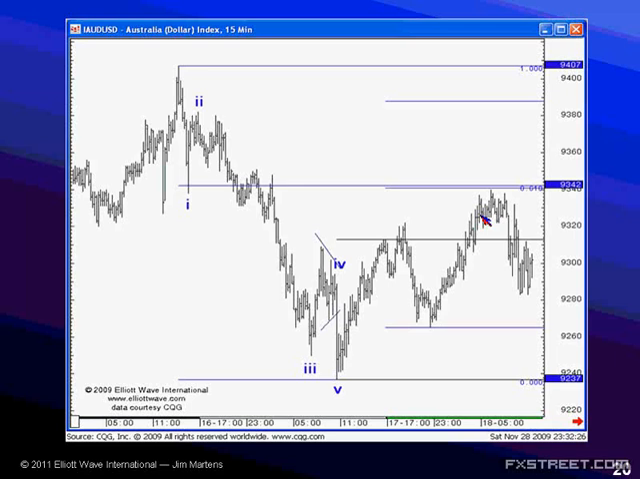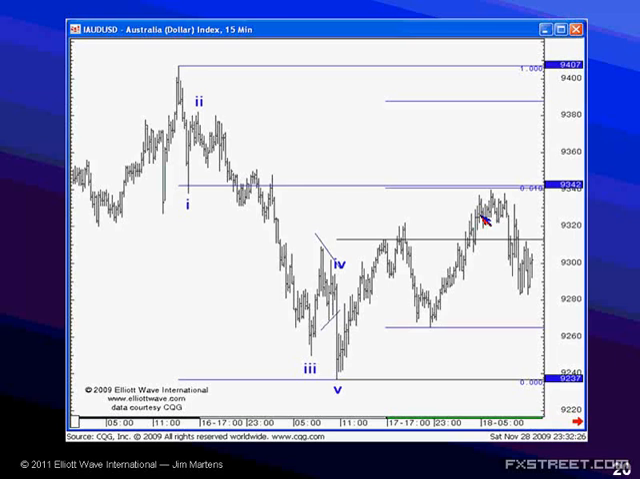Len is asking again, could we have a 3-wave move followed by another? And yes, say you had an ABC, and then an X wave, another ABC, would clear the way for yet another. That's one of the double or triple zigzags, or it would fall into a combination. But let's continue with this example.